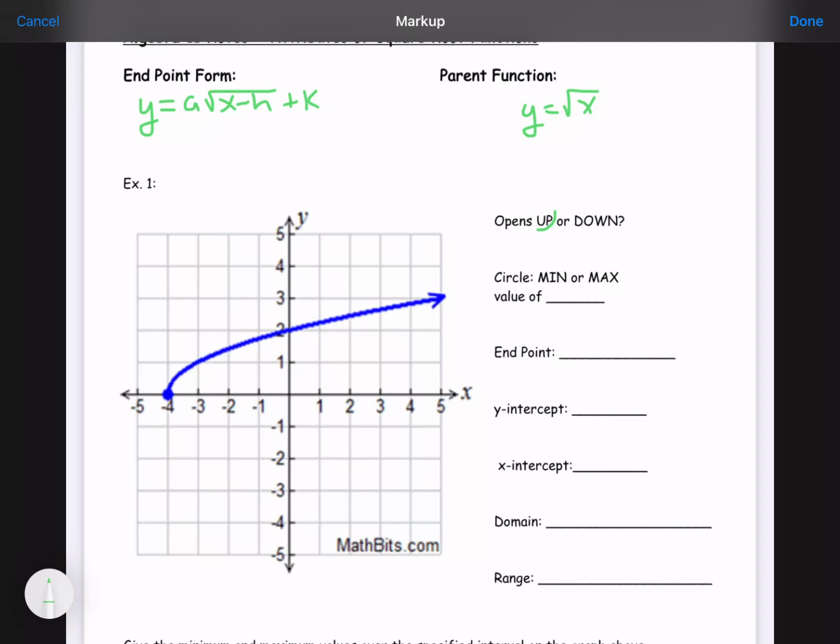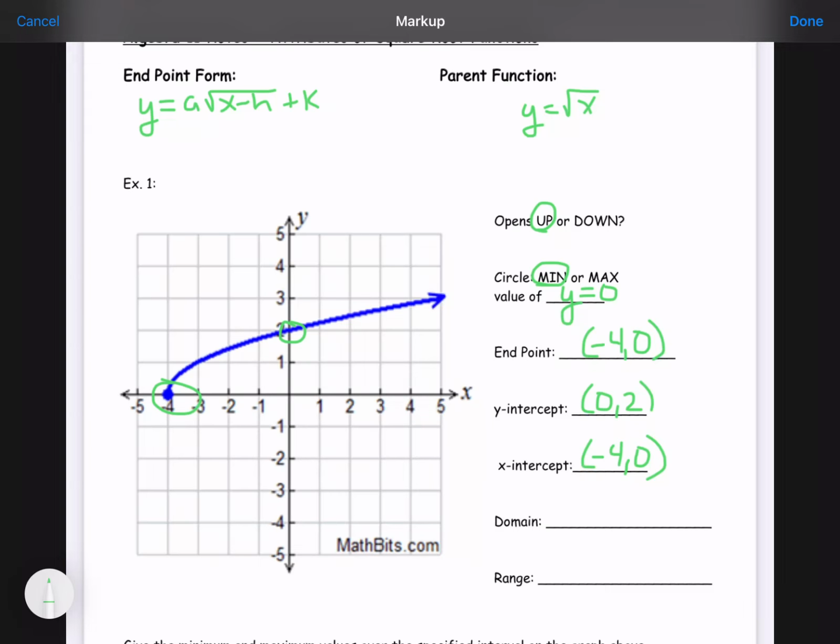So when we look at this graph, we're just going to go through and label things. So this graph opens up. It has a minimum, and that minimum is right there at the start. So the minimum value is y equals 0. And then we also can label our endpoint as -4, 0. The y-intercept is where it hits right here, and so that would be when x is 0. As we're looking at it, we can see that the y-intercept is at 0, 2. And our x-intercept is just the endpoint where we started at, -4, 0.